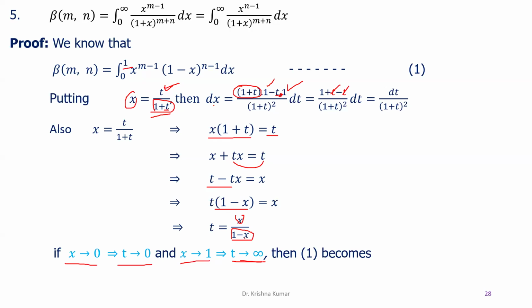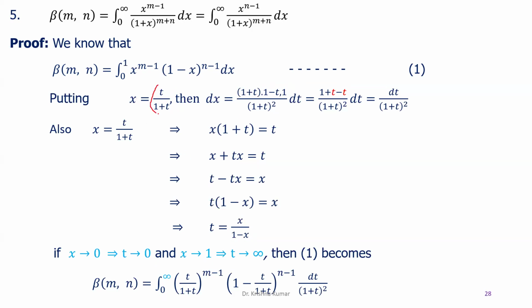Then beta of m, n is equal to the integration under the limit 0 to infinity. What is the value of x? This is the value of x: (t upon 1+t) whole to the power m-1, times (1 - t upon 1+t) whole to the power n-1, into dt upon (1+t) whole square.